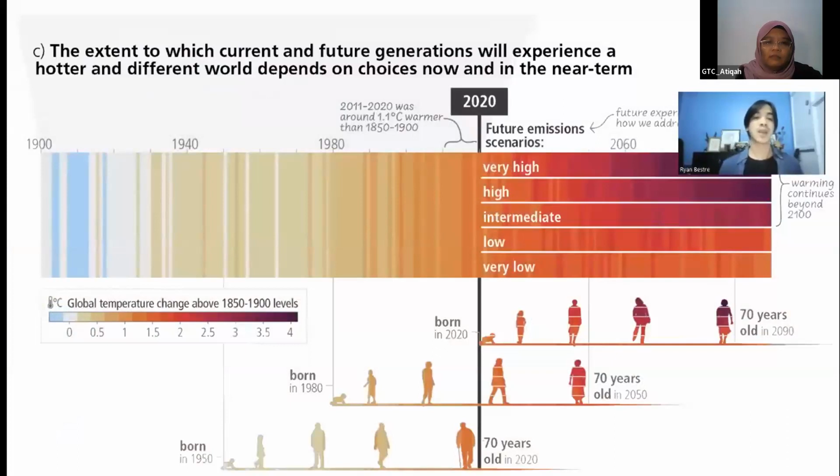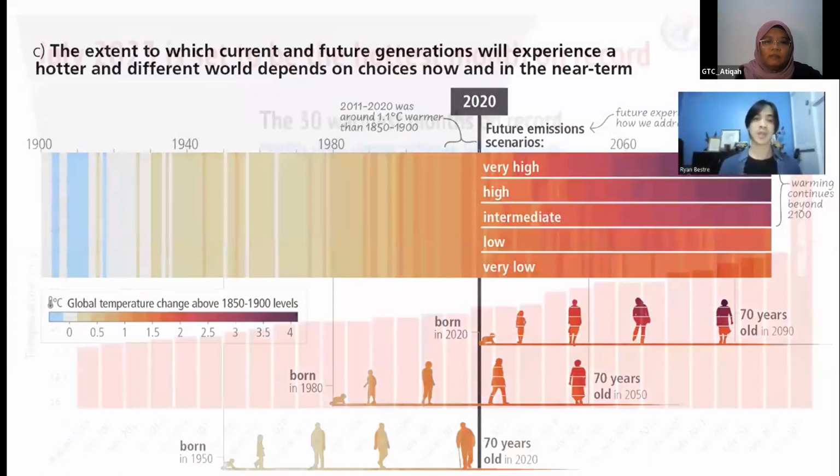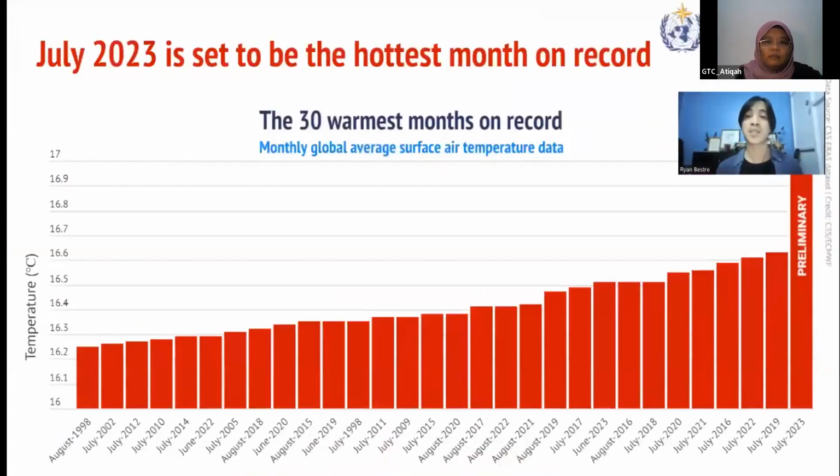This illustration came from the Intergovernmental Panel on Climate Change, and it shows the global temperature change throughout the years, and it has been increasing. We are currently here. This is our reality, and unfortunately it is getting worse. And in fact, July 2023 is said to be the hottest month on record.